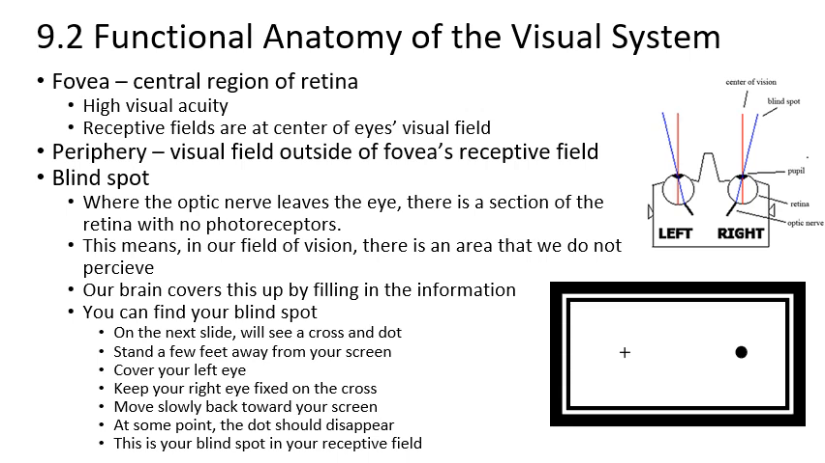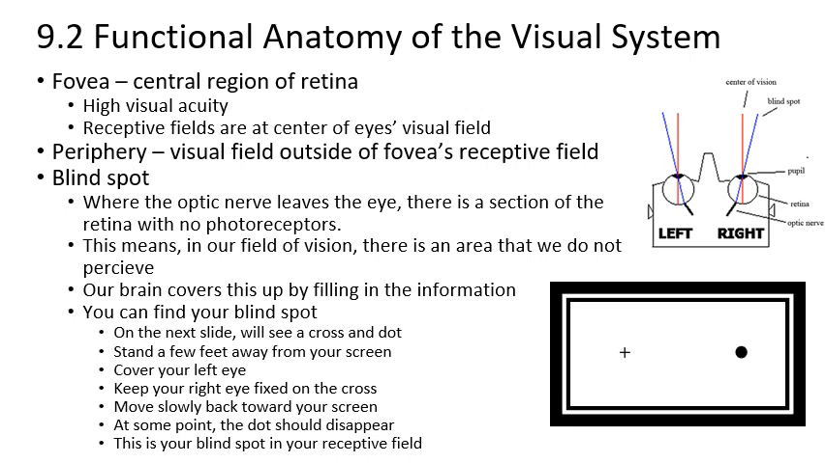Where our optic nerve, where all the axons of the ganglion cells leave the eye, there's a section of the retina that has no photoreceptors, so it's not picking up any light, which means that in our field of vision, there's actually an area that we don't perceive, and that's covered up by our brain. It fills in that information. Our eyes are constantly moving around, even when we think they're not. They're making very small movements, so you don't typically notice your blind spot.